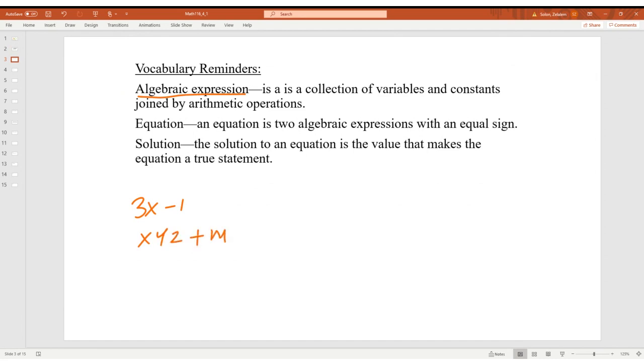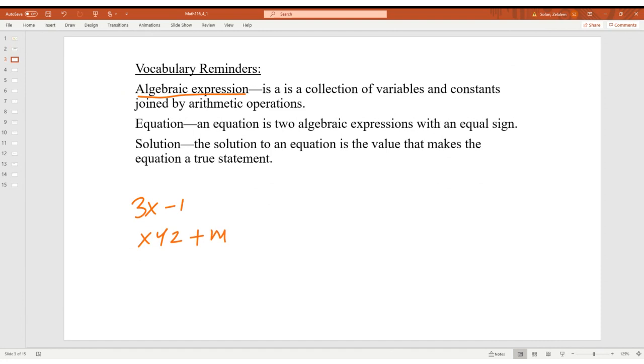This is also an expression. We have four variables. The number of variables does not matter. So all you have to remember is it is just a product or a sum, subtraction, or division of different variables and numbers. It's called an algebraic expression.